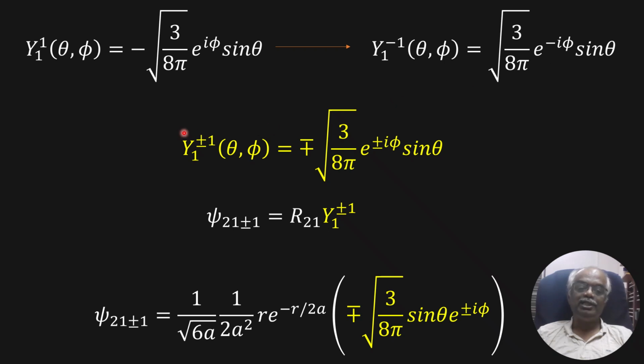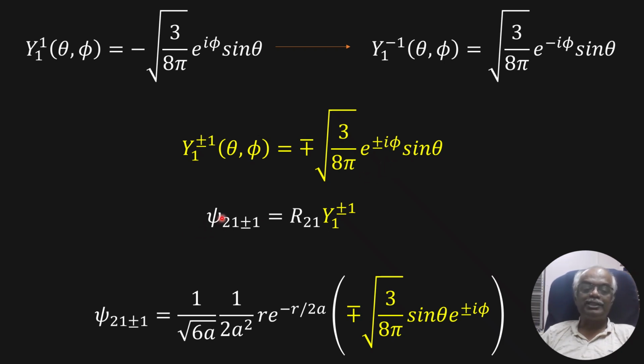Kindly go through it. So you can generalize this Y1 plus or minus 1, which is a function of theta and phi, is equal to, if it is plus or minus, naturally this will become minus or plus square root of 3 over 8 pi e power plus or minus i phi. If it is plus, you will get the exponential term plus, and if it is minus, you will get the exponential term minus. Sine theta you are keeping as it is. So here you have theta dependence as well as phi dependence.